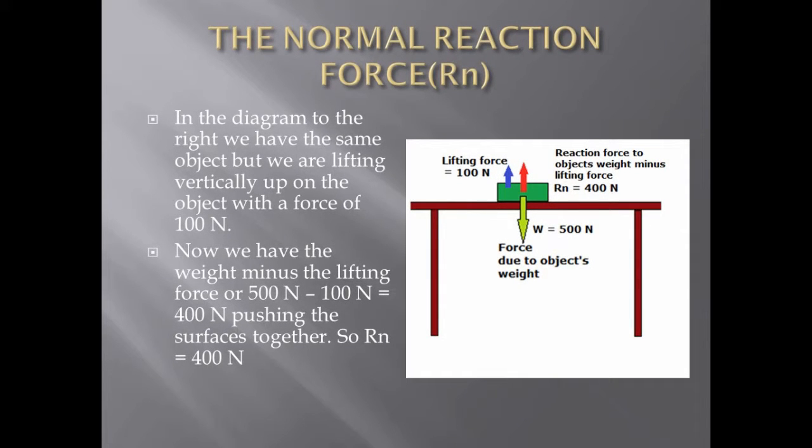In the diagram to the right, we have the same object, but we are lifting vertically up on the object with a force of 100 newtons. Now we have the weight minus the lifting force, or 500 newtons minus 100 newtons, which equals 400 newtons, pushing the surfaces together. So Rn equals 400 newtons.